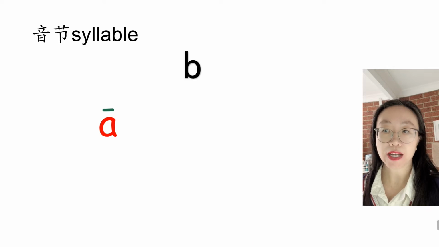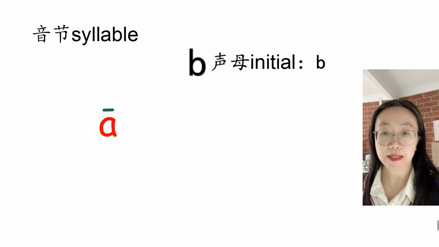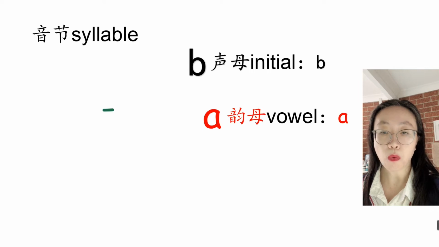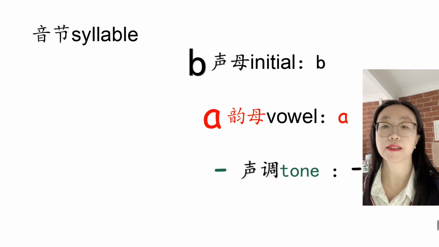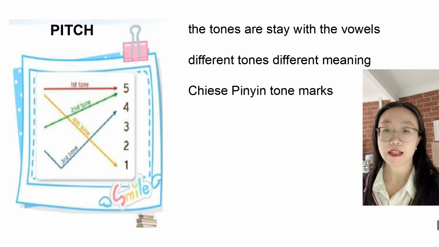You know, in Chinese Pinyin, we always have the first one, we call it 声母. And the second one, this red letter, we call it vowel, 韵母. And the tone mark, this one means 一声. And then, let's have a look about the four tones in 汉语拼音.